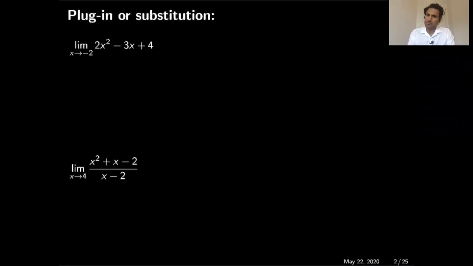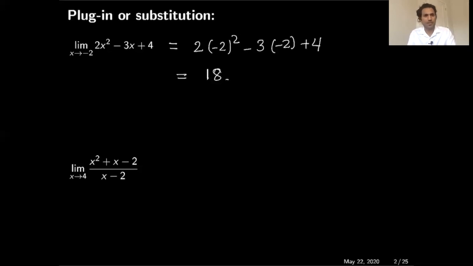So the very first algebraic method is when you can just directly substitute the value of the limit into the function and get a number. For example, in our first problem, if I plug x equal to -2 into the function, I will get 2 times -2 squared minus 3 times -2 plus 4. And if I simplify this, I will get 18. So this is a number. So my limit in this case is 18 for this function.